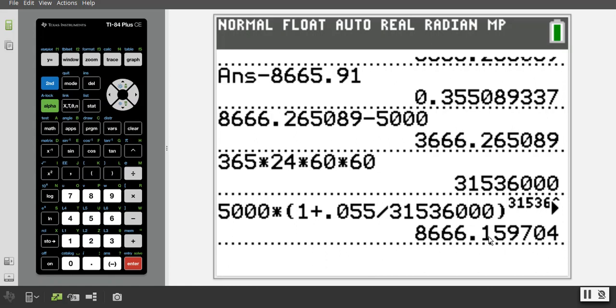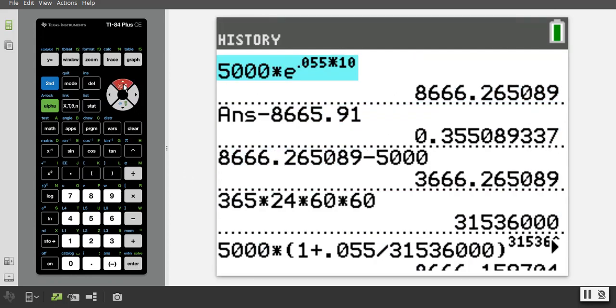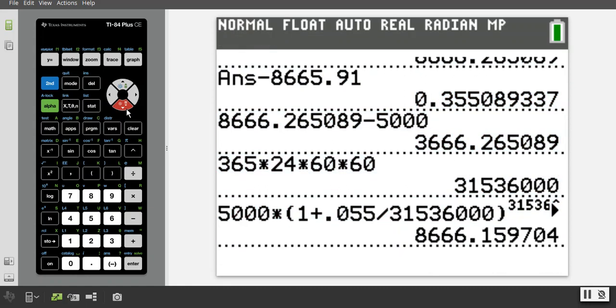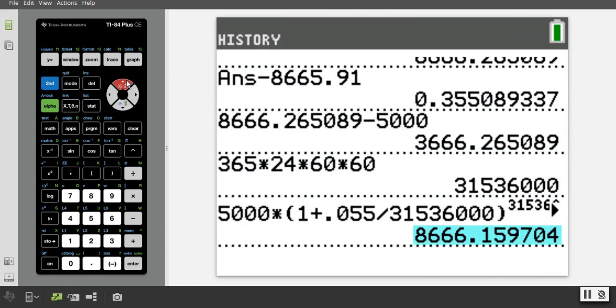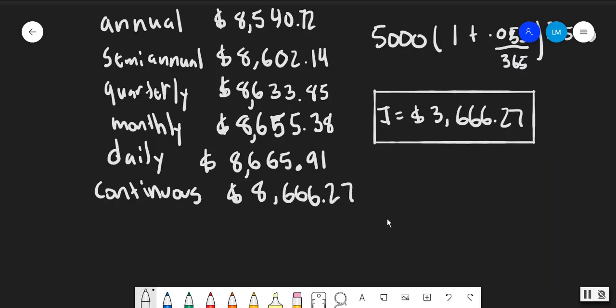But see how our answer is not very far off from the initial. So we got that it was 866 and 27 cents. So we see that the difference is not really by much in this case. So we can see that even if we were to go even faster, for instance, every millisecond, in that case, it's still never going to exceed this amount of 3,666 dollars.